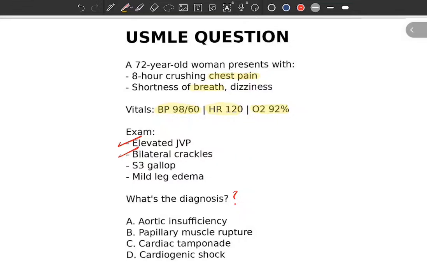Now pause for a second and try to think of an answer. Okay, so the answer is cardiogenic shock. And instead of memorizing it, I want to show you how to actually understand it using this diagram. Let's call this diagram the diagram of cardiogenic shock.